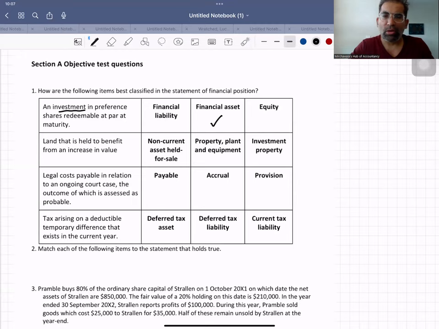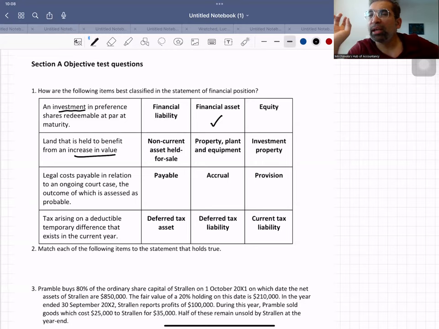Okay. Now, next thing, land that is held to benefit from an increase in value. First of all, land is not for resale. It's not held for sale, not at all. It's written increase in value. If you are buying land for own use, then it's property, plant and equipment. But if none of these purposes, then the default purpose is investment property.